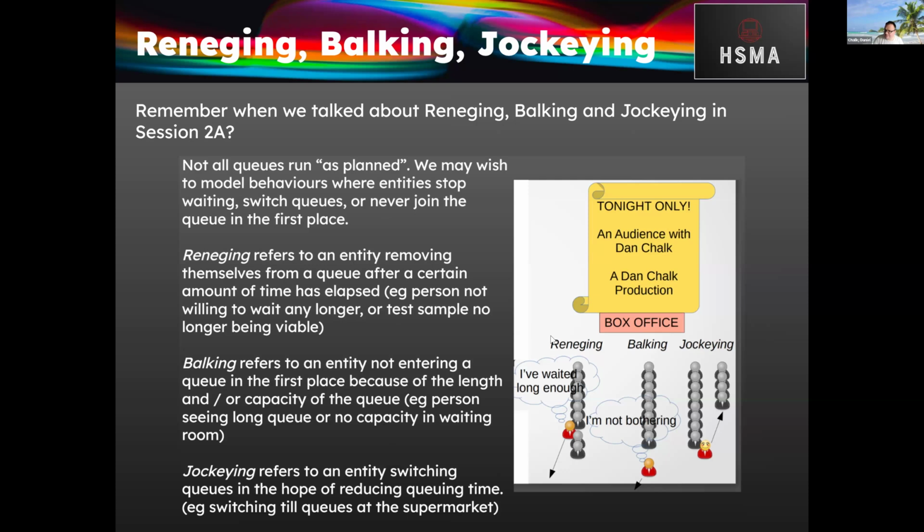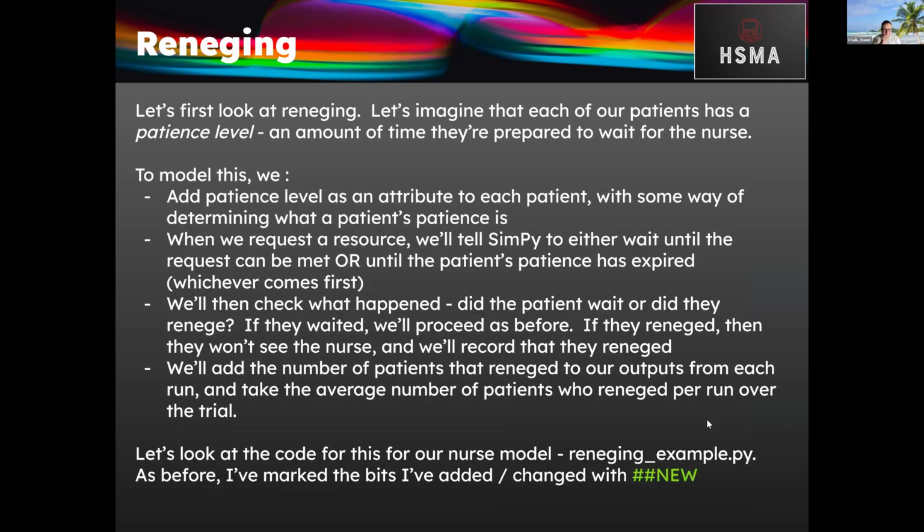I'm just going to rattle through these very quickly before we get into the exercise. You'll remember that we talked about reneging, balking, and jockeying as being queuing behaviours in the very first session. Not all queues run as planned. Reneging is where entities wait in the queue and then give up waiting, or are removed from the queue because they're no longer viable. So if your entity is a test result and it's no longer useful, it can be removed from the queue. Balking is where you never join the queue in the first place, either because you don't like the look of the length of the queue or because there's no capacity. And jockeying is where you switch queues, like at the supermarket.